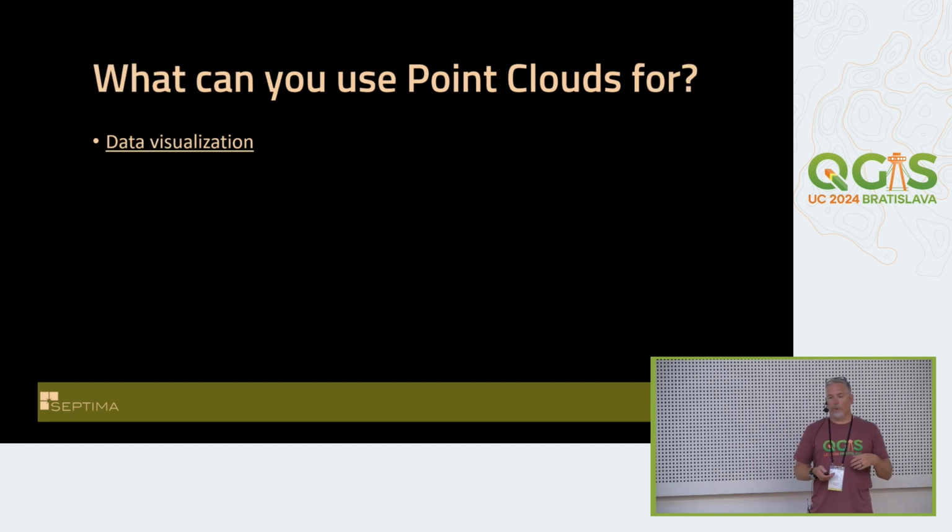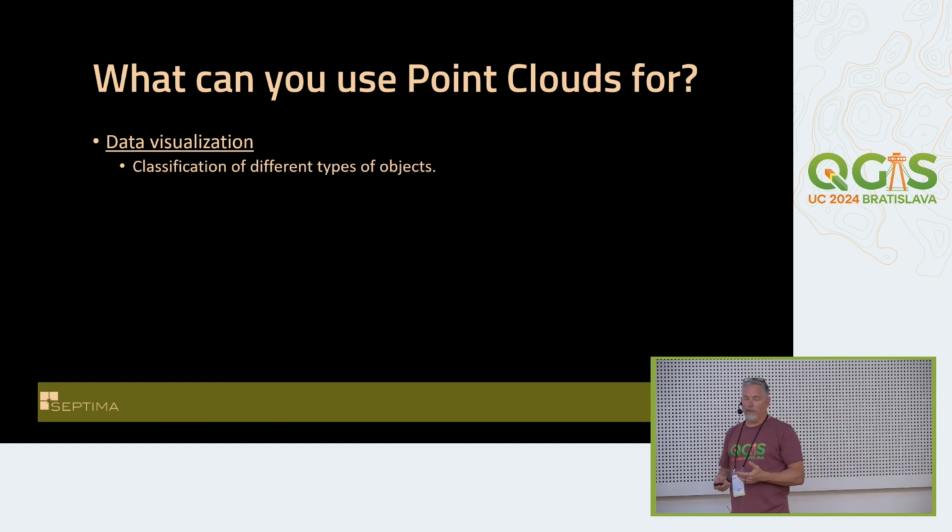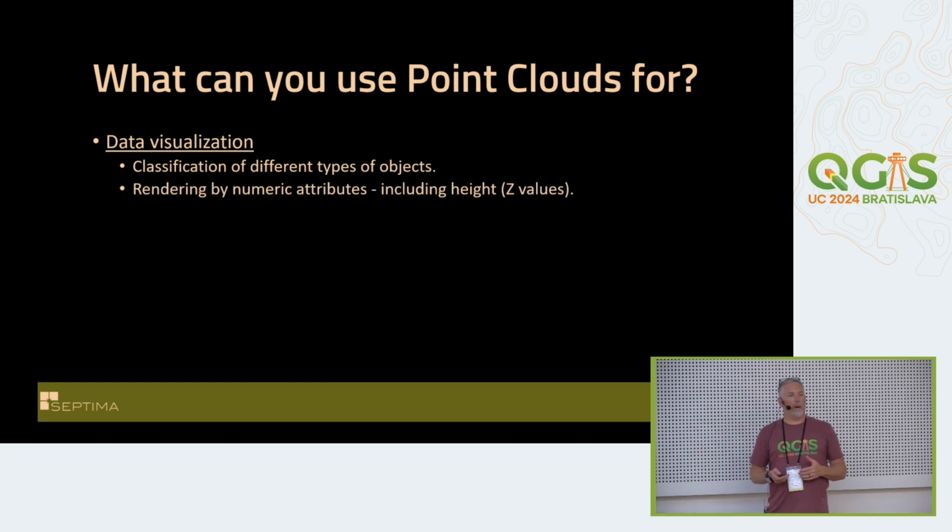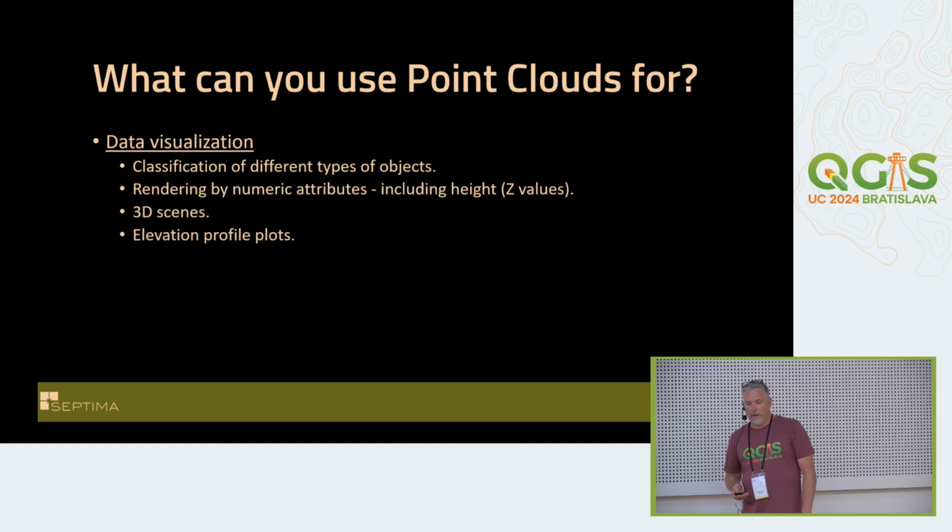And so you can use point clouds for data visualization. You can classify a point cloud to represent different categories, buildings versus trees versus background, things like that. You can render them by numeric attributes, for example, the Z attributes to show elevation. You can create 3D scenes and 3D fly-throughs with point clouds. The elevation profile panel in QGIS supports point clouds and works quite well with them.